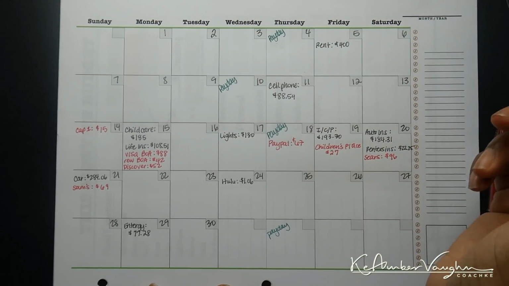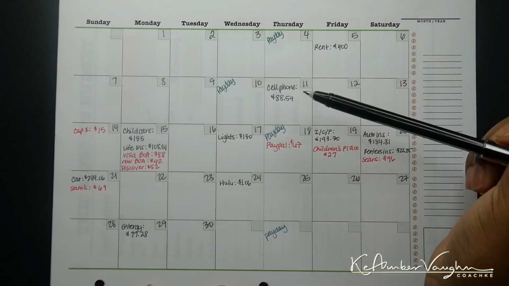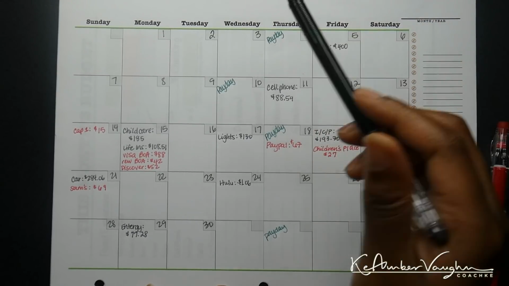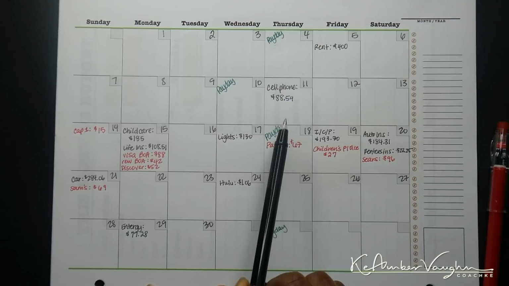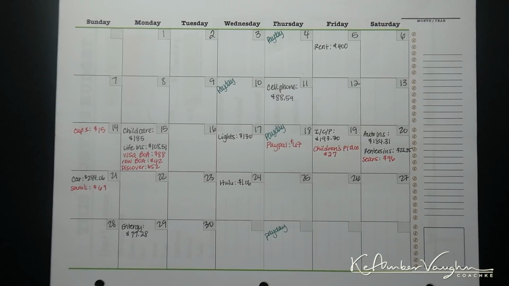And if you're watching this video, which you should because I told you when it was coming out, I would say go ahead and pay your cell phone at some point between the 10th and the 18th so that the numbers kind of work out the same.